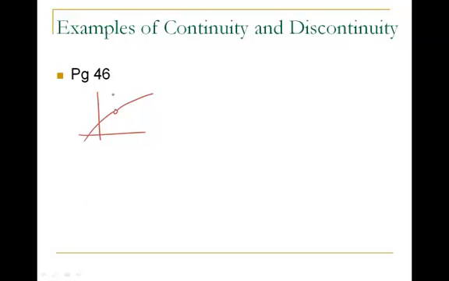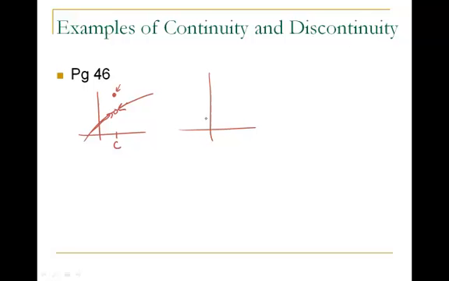Graph number 2 is the same graph, but it does have a point at, and we'll call this x equals c. So the first graph, there was no value for f of c. The second graph, there is a value for f of c, but it's not the same as the limit as we approach c. This is called a removable discontinuity as well.